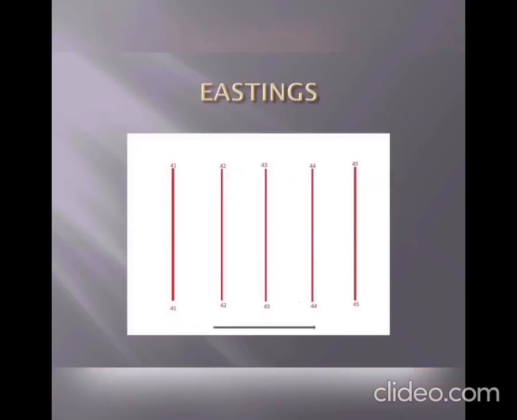The vertical lines are called eastings. The vertical lines run from north to south. The eastings increase in value eastward in the grid square. In the image projected, eastings increase numerically towards east as 41, 42, 43, 44, 45.